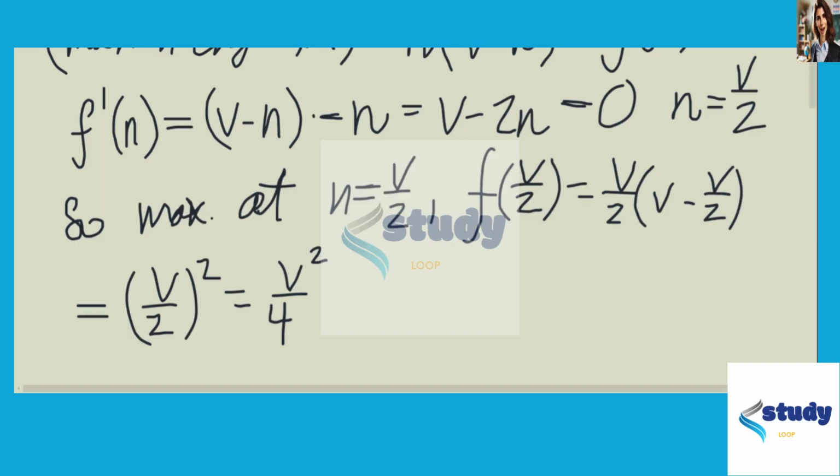So the maximum number of edges is V squared over 4, and so it follows that the number of edges in the graph, E, is less than or equal to V squared over 4. And this is what we wanted to prove.